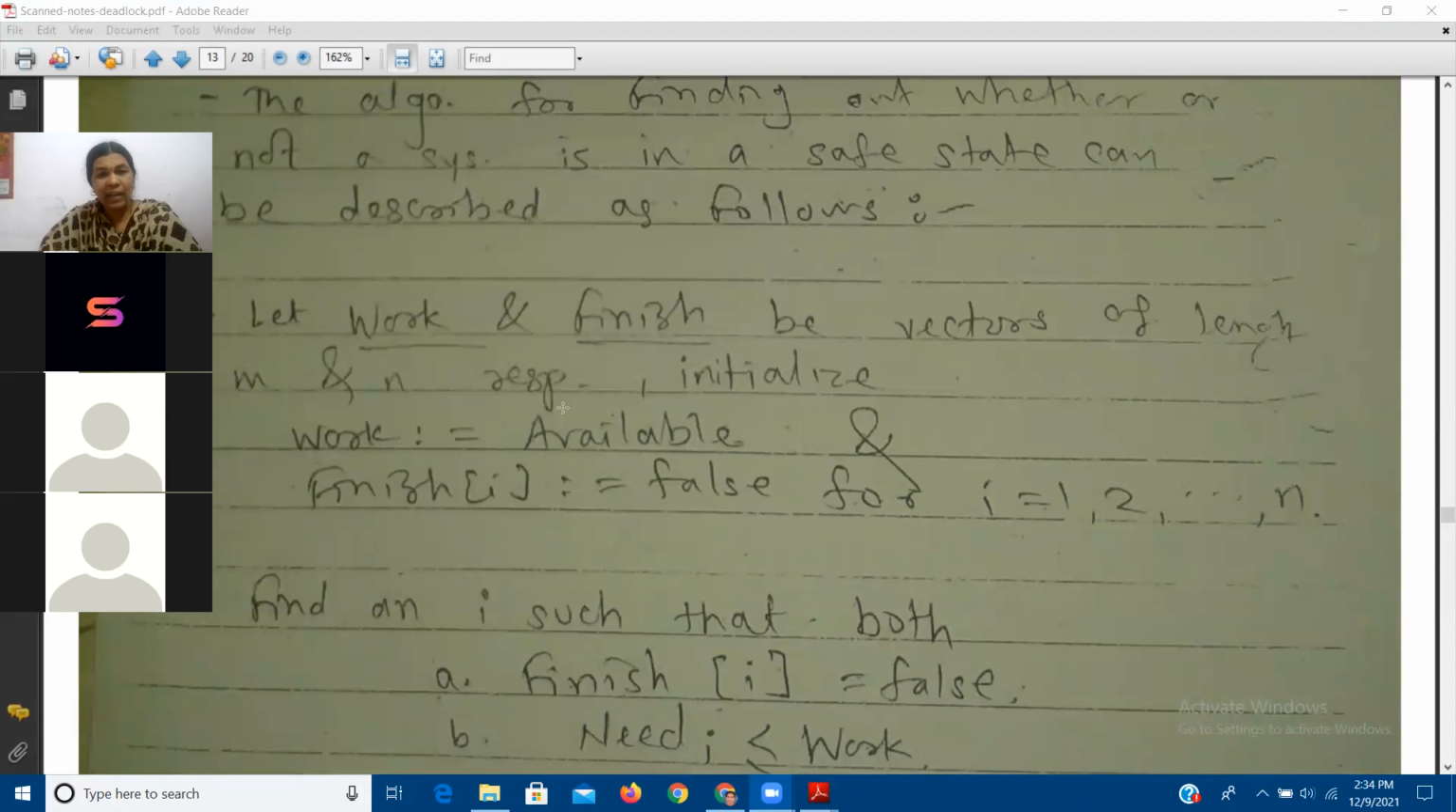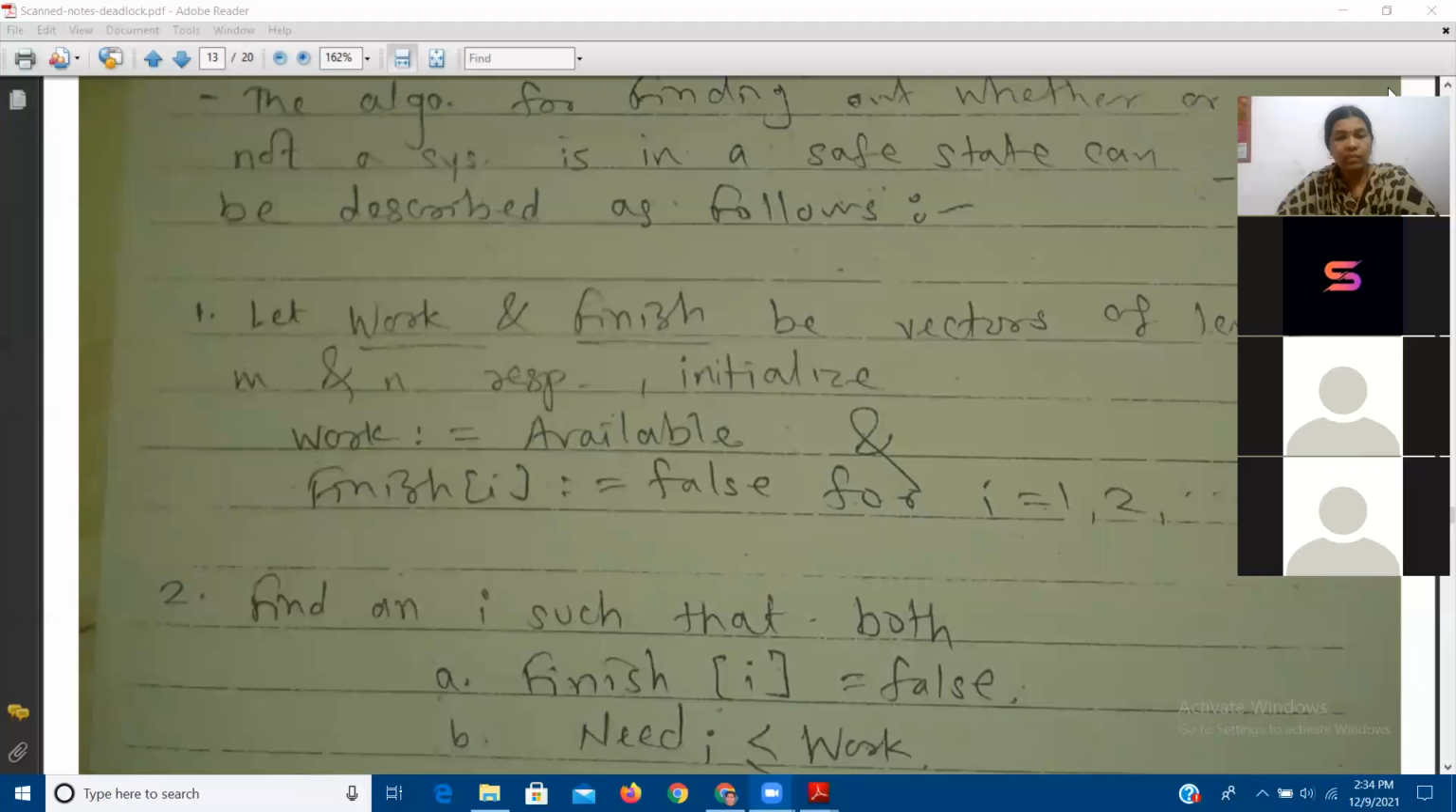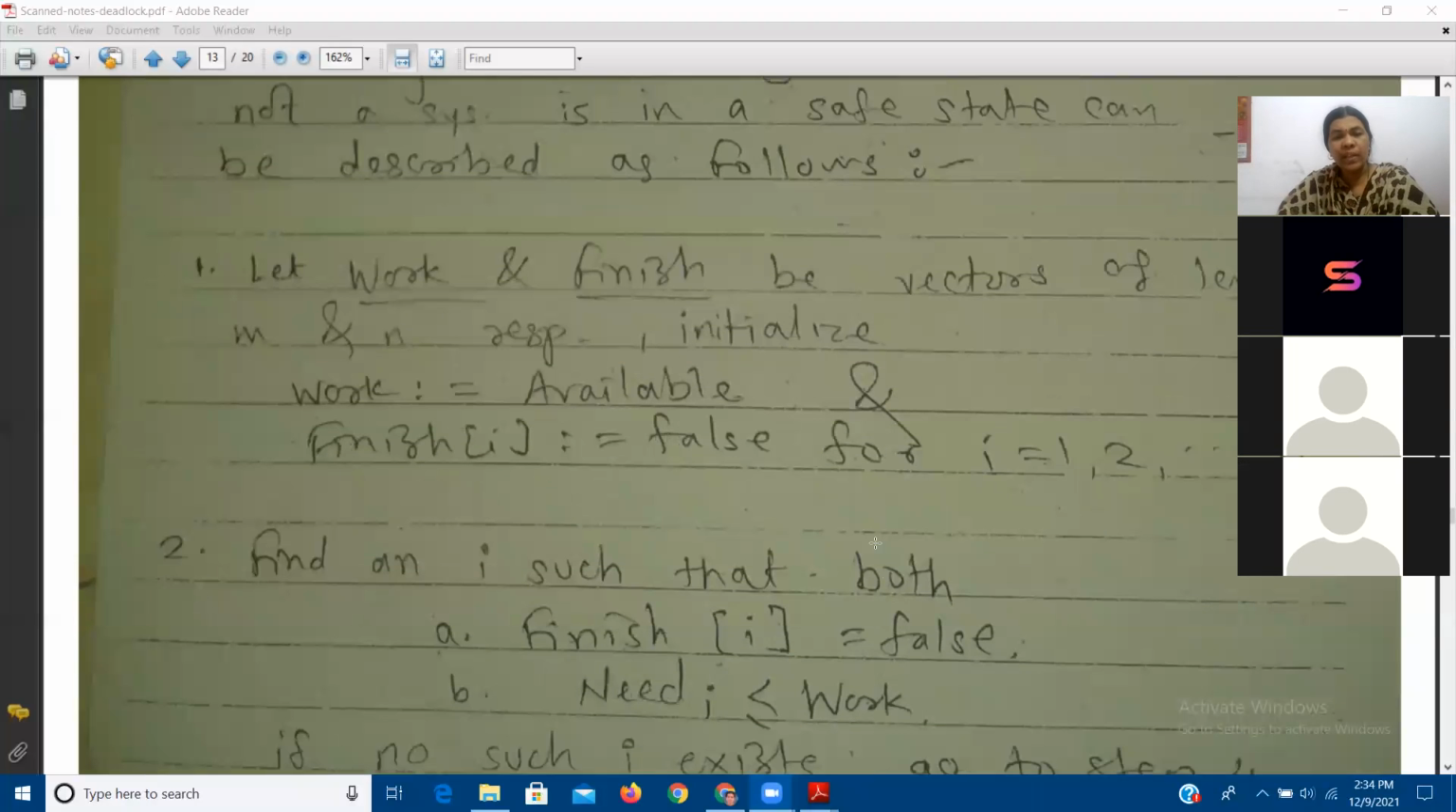So find an i, this is the second step. Find an i such that both finish of i is equal to false and need of i is less than or equal to work.